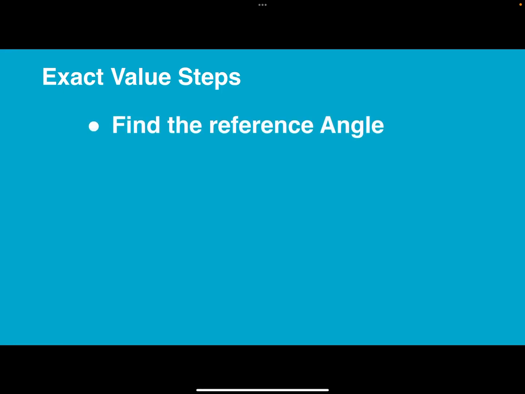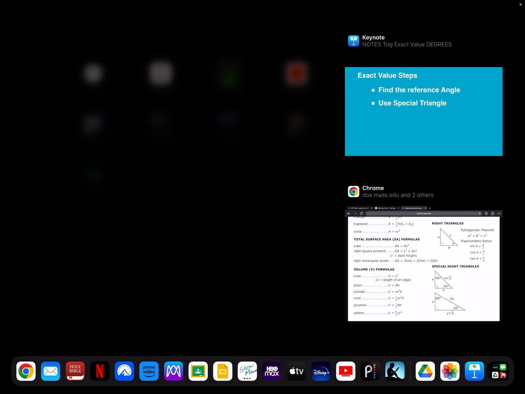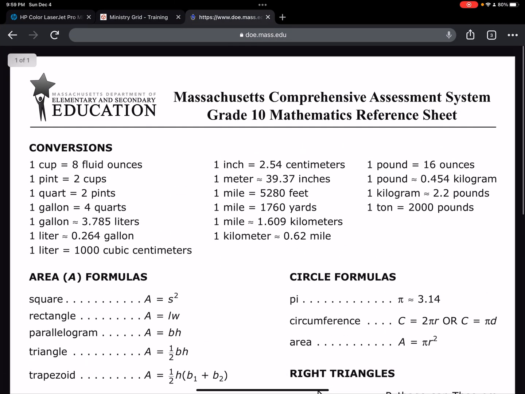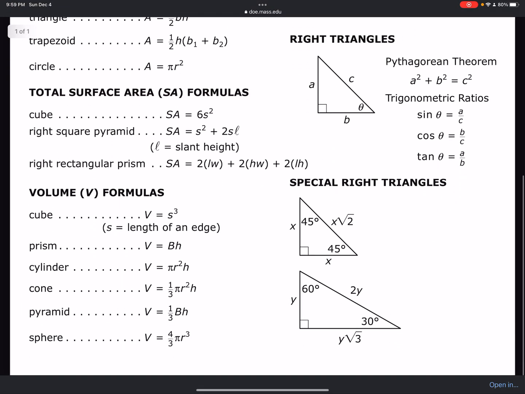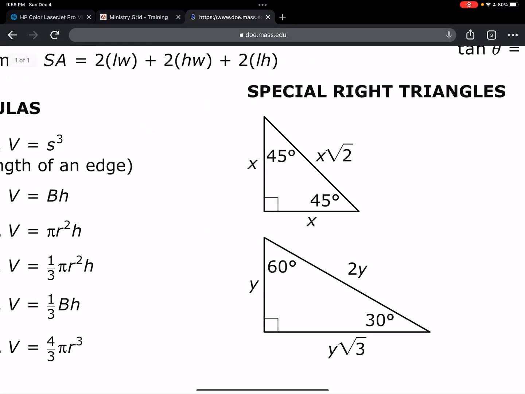All right, so here's exact value. This is where we're going to start using the reference angle like we did before. We're going to use the special triangle, which is on the MCAS sheet, so we'll use it down here at the bottom. Wherever we used the X's, you can replace them with ones.